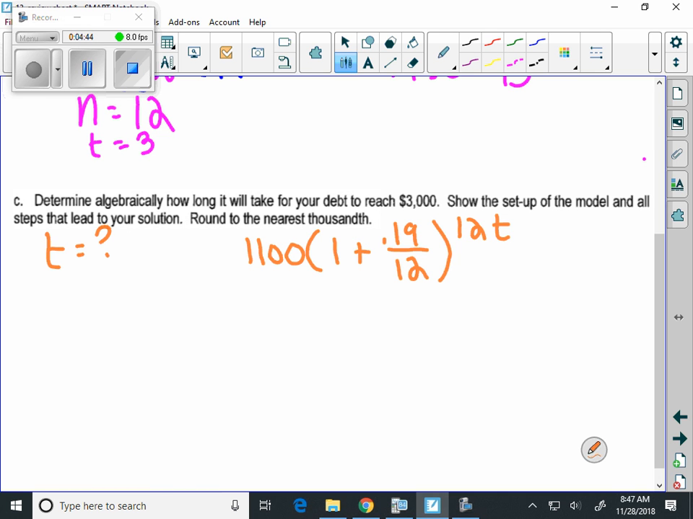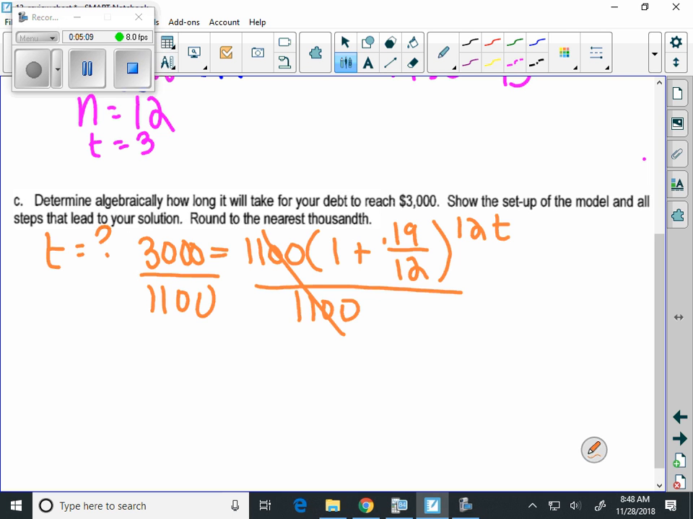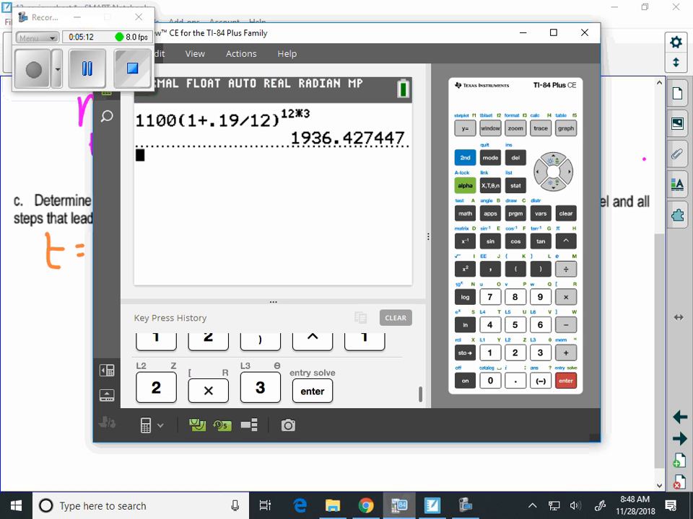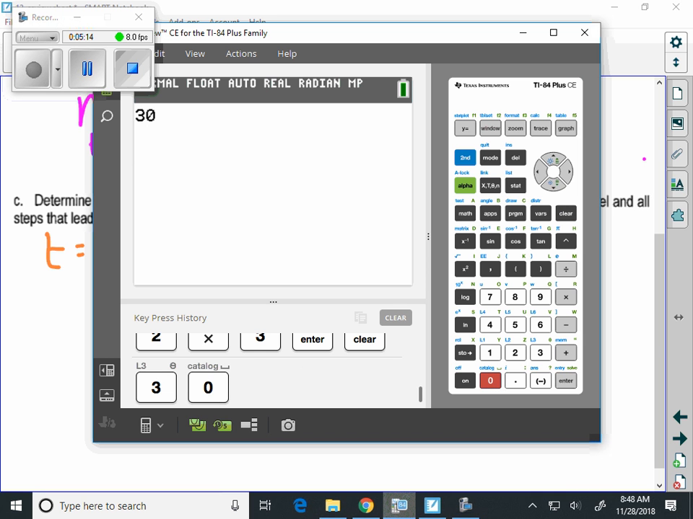And what we're wondering is, well, how long will it take us to owe $3,000? And once again, we have to isolate. So we're going to start by dividing by 1100. And when we divide by 1100, this cancels out. It's probably not going to be a pretty number, but we'll try it. 3,000 divided by 1100.